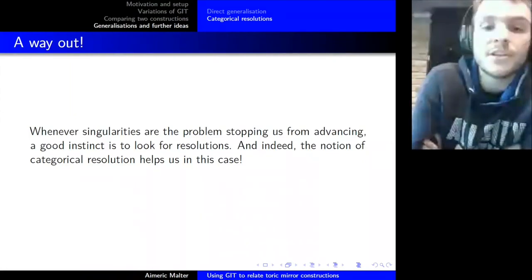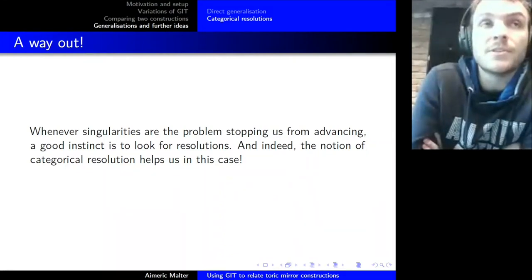singularities in normal algebraic geometry, we just try to blow things up. We try to resolve. And there is an analog to resolving, but in categories, so categorical resolutions. That should help us, and indeed it does.